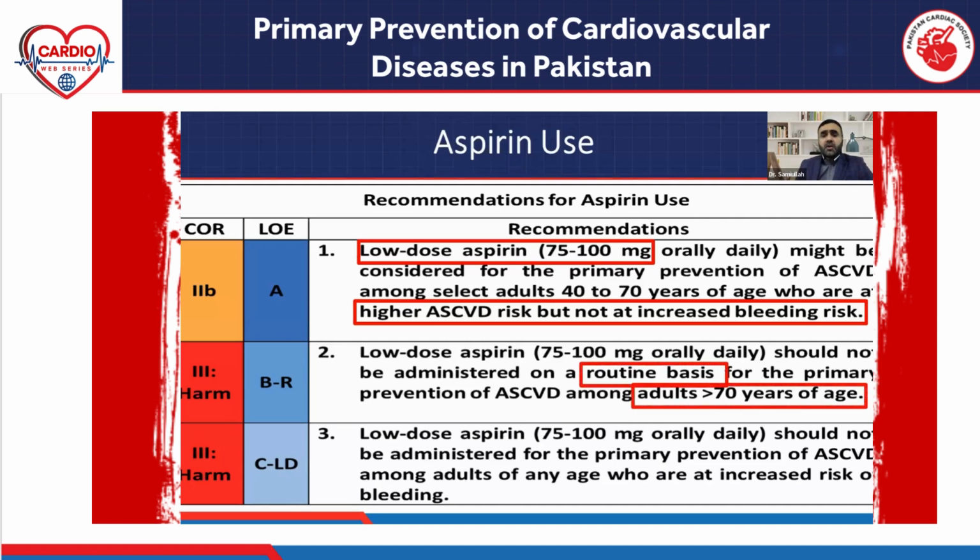And those who are adults more than 70 years of age, on a routine basis, giving aspirin to these patients is not recommended. And those who are of any age but at increased risk of bleeding, you again do not give aspirin to these patients. So aspirin only to the top group who are 40 to 70 years of age and have a higher ASCVD risk, more than 20%, but they should not be at increased bleeding risk. This is the only recommendation, and that again is 2B.